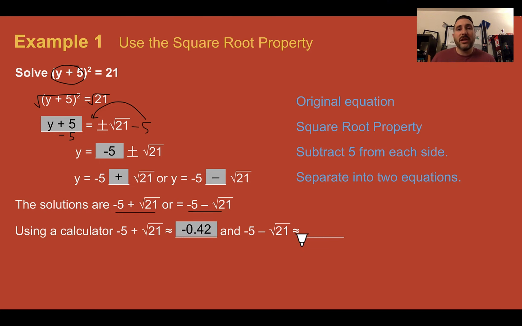If we use a calculator to calculate that out, that's where we can really tell the difference between our answers. So negative 5 plus the square root of 21 is negative 0.42, whereas if we had negative 5 and subtracted the square root of 21, we end up with negative 9.58. Clearly different numbers, even though they might look the same when they're written as a square root.